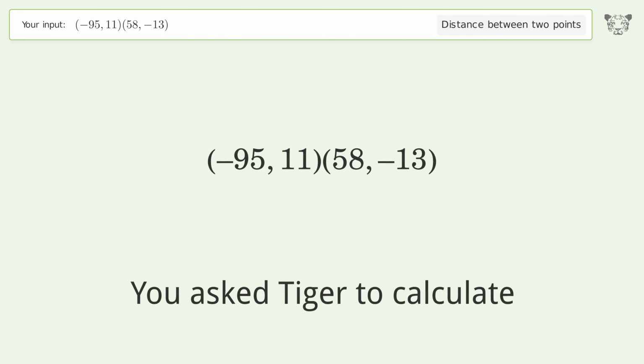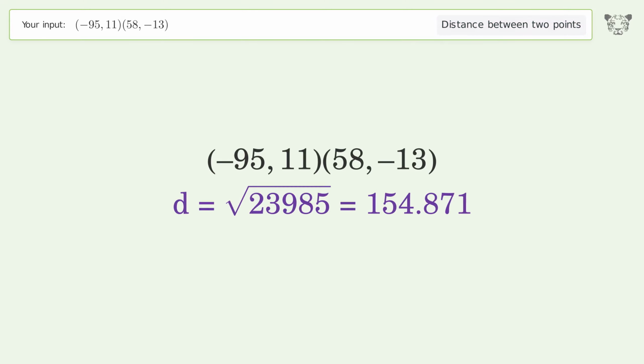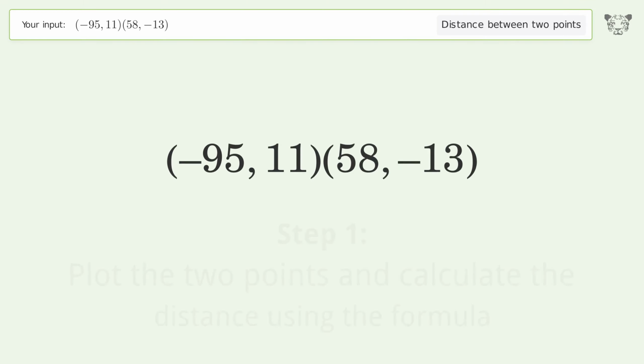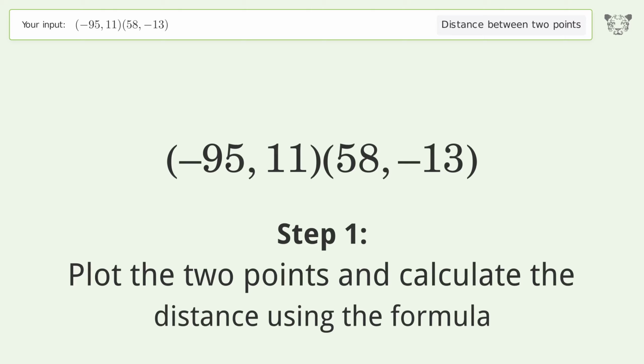You ask Tiger to calculate. This deals with the distance between 2 points. The distance between the 2 points is the square root of 23,985 or 154.871. Let's solve it step by step. Plot the 2 points and calculate the distance using the formula.